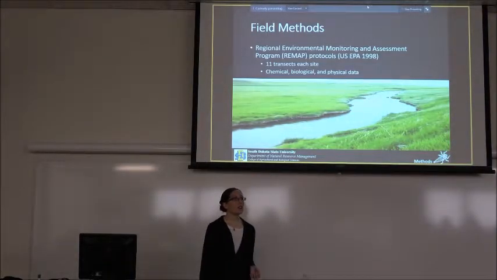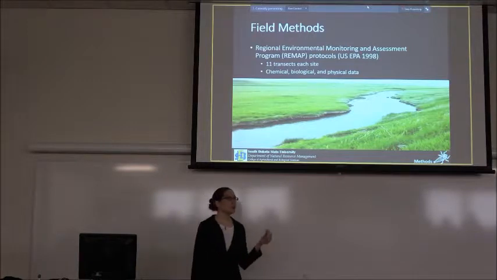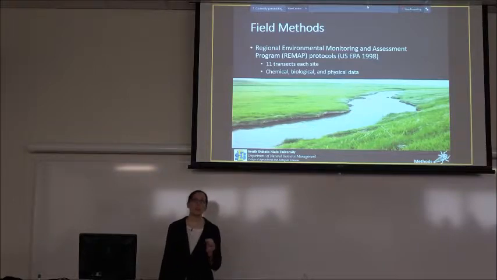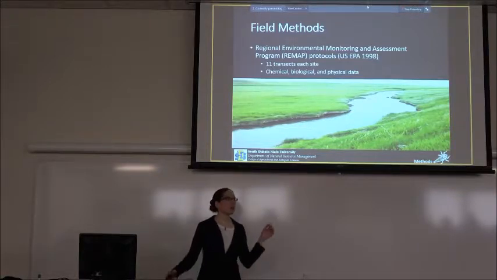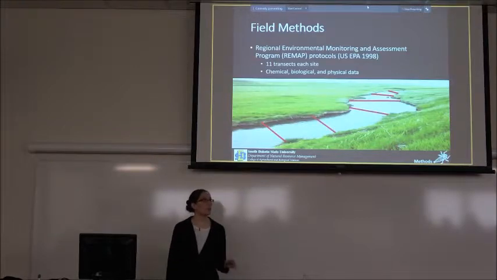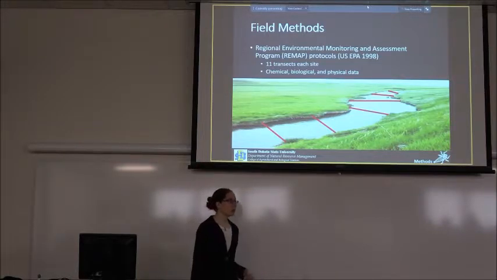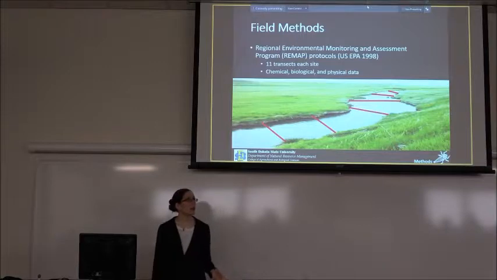Methodologies for the 2 projects were identical. So in the field, we used Regional Environmental Monitoring and Assessment Program protocols from the EPA to collect our data. When we got to a site, we used a function of stream width to delineate a sampling length, or reach, and that was divided evenly into 11 equally spaced transects, such as those shown here. Those transects were then used as markers for us to decide where we were going to be collecting our data.